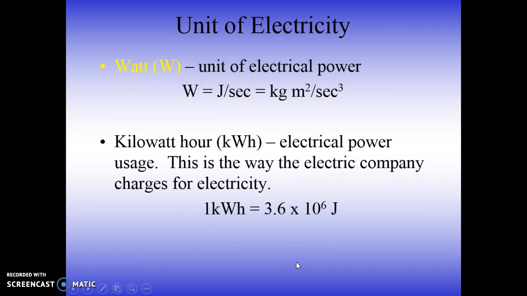And then finally, you've got a watt. It's a unit of electrical power. Like we said before, a watt is joules per second, or kilogram meter squared per second cubed. Usually it's this version that we're going to use, but note that it's also this. A kilowatt hour is really how the electric company charges us for energy, so that's another thing that you may see in some of your questions. A kilowatt hour is 3.6 times 10 to the 6th joules.